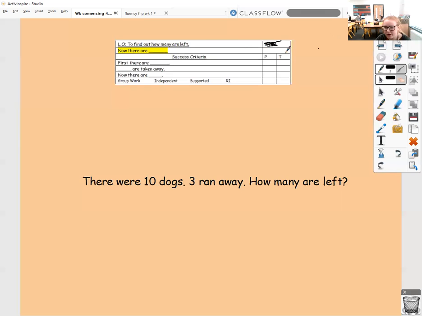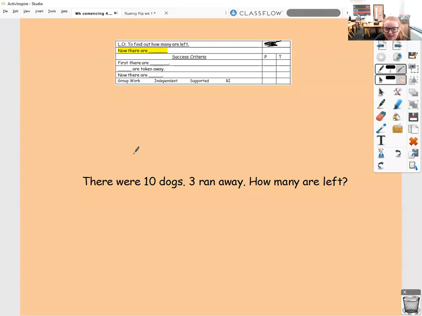1, 2. So I know that 6 take away 4 equals 2. I would like you to pause your screen and have a go at this one for me. Make sure you draw it out to help you. Don't spend lots of time drawing lots and lots of little dogs. Just draw circles or squares to represent your dogs. Remember to cross out the ones that have been taken away, and then come back and we'll do it together.